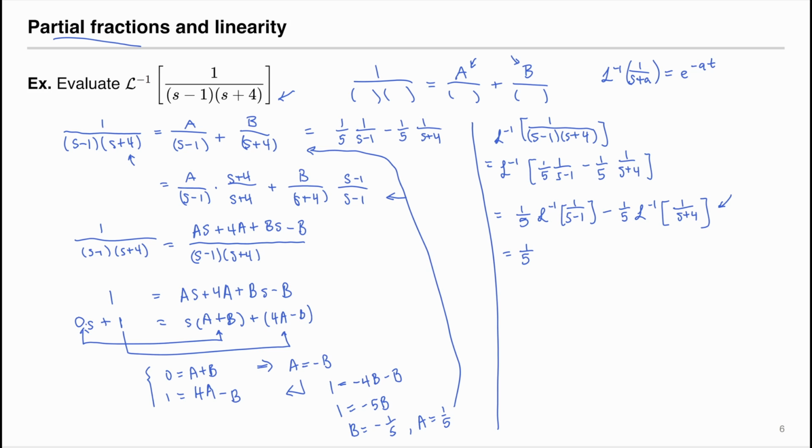In the first case, we have s minus 1, a equals to minus 1. Plug it in, e, negative negative is a plus, so e to the t, and that's 1 over 5, e to the t, minus 1 over 5, e to the minus 4t. And that is our answer.